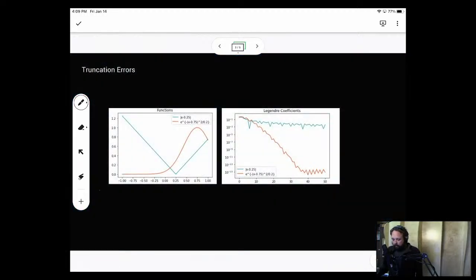And I'll show you just a couple of plots here. I have two functions on the left-hand side. One is this orange function, which is like a Gaussian function. It's nice and smooth, what we call analytic. And then we have this blue function here, which is like a hat function. It's really the absolute value of x, shifted off by about a quarter. Now what I want to illustrate for you is that the smooth function essentially has modal coefficients that decay exponentially fast.